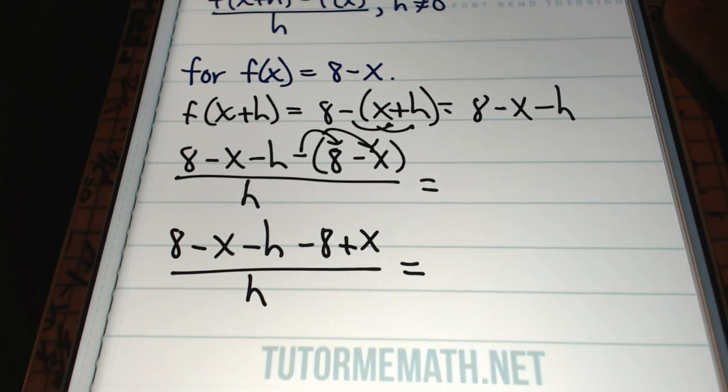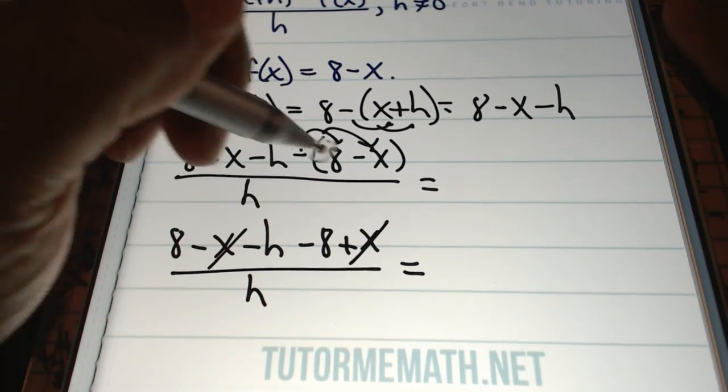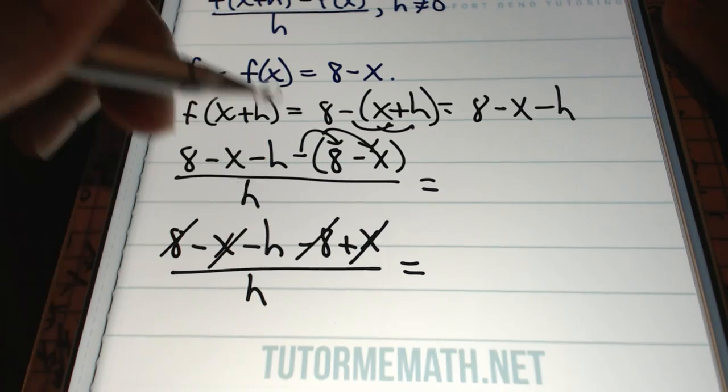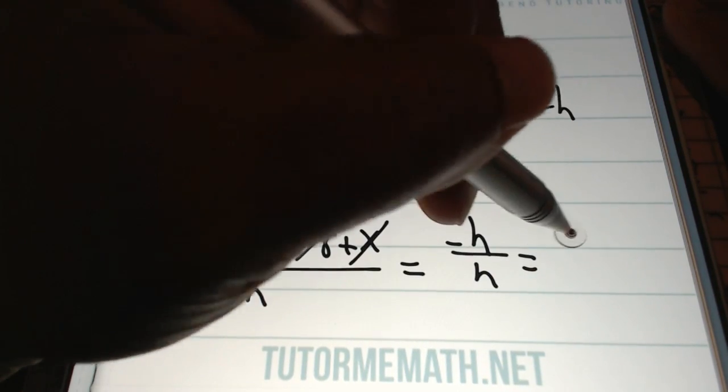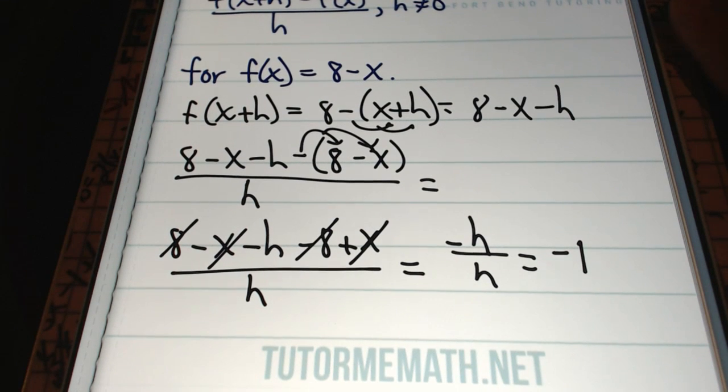From here, simplifying this, our additive inverses, of course, will cancel out to 0 in the numerator. The 8's are canceling out. We'll end up with negative h divided by h, which simplifies, guys, to negative 1, just as Bina and Lewis have predicted. Amen, amen.